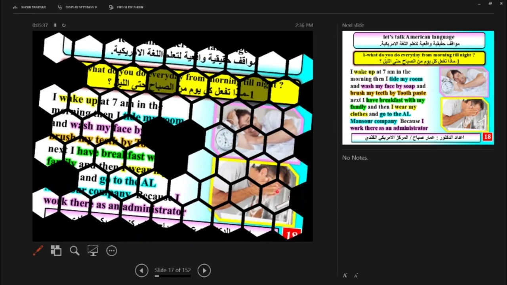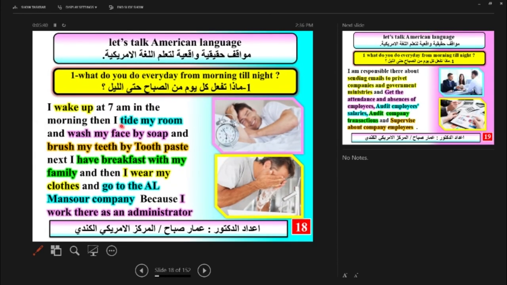Here is an example. I wake up at 7 a.m. in the morning. Then I tidy my room and wash my face with soap and brush my teeth with toothpaste. Next, I have breakfast with my family, and then I wear my clothes and go to Al Mansour company because I have work. I work there as an administrator.